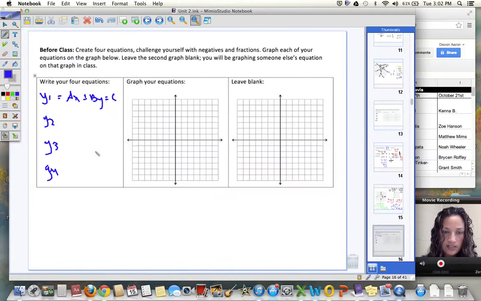Last learning target, we did the slope intercept form. That would be the y equals mx plus b. We're not working on that one right now. We're working on this one. So do that, and we're going to work on it in class.